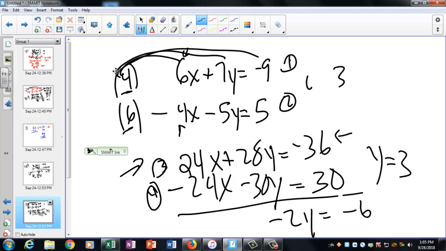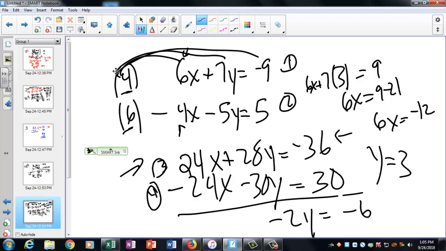Plug it in y. 6x plus 7 times 3 equals 9. 6x equals 9 minus 21. So 6x equals negative 12. 6x equals, sorry, I'm thinking about lunch, negative 30. And x equals negative 5. I'm going to stop here.